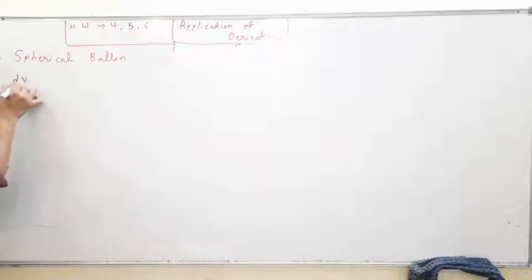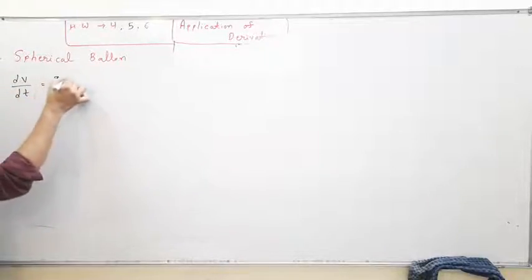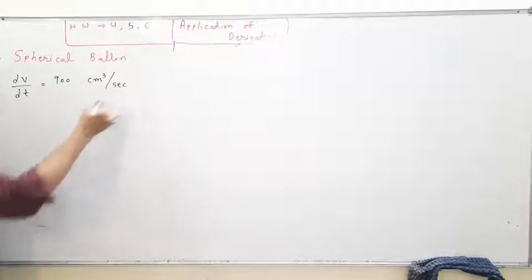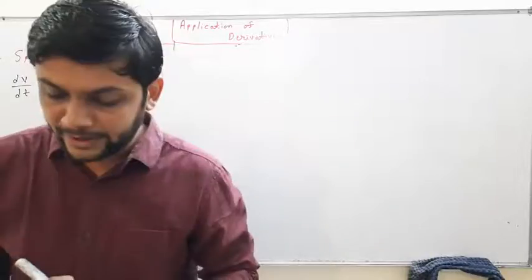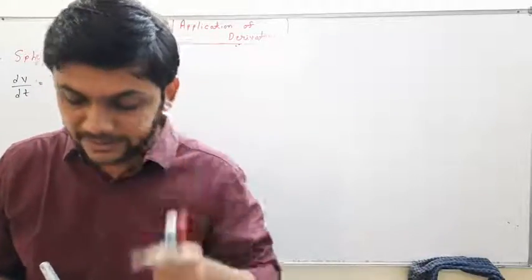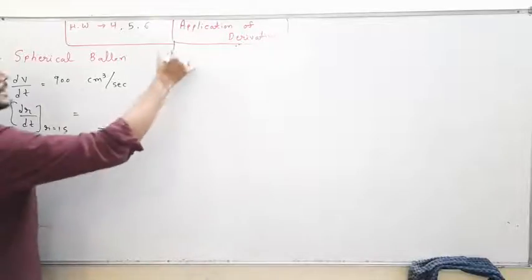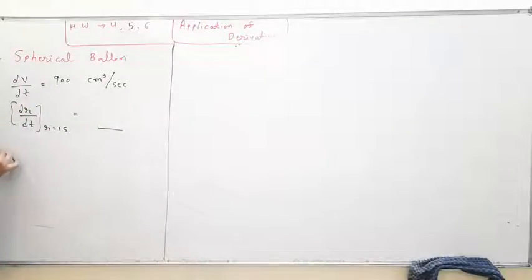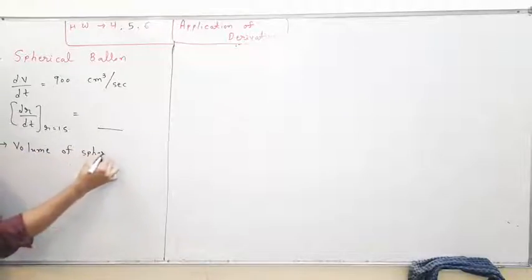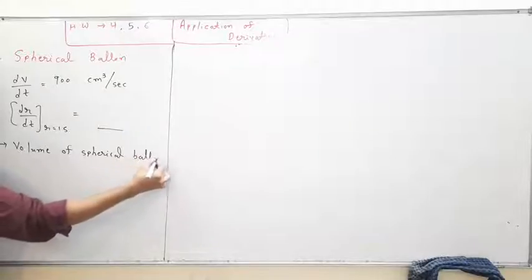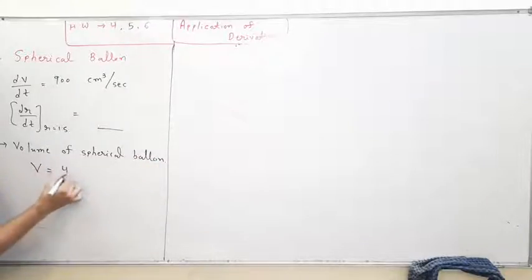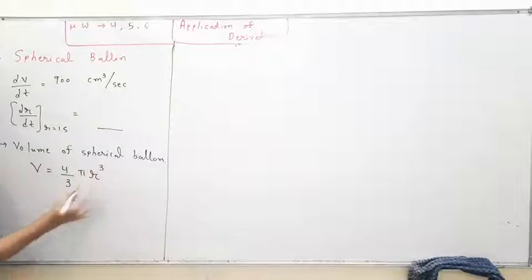Okay, so here given 900 cubic centimeter per second. So that is dV by dt, 900 centimeter cube per second. Find the rate at which the radius of the balloon is increasing when the radius is 15. Means we have to find dr by dt when r is equal to 15. dV by dt is given, dr by dt we have to find. Now the volume of the spherical balloon, V, the volume of a sphere is 4 by 3 pi r cube.